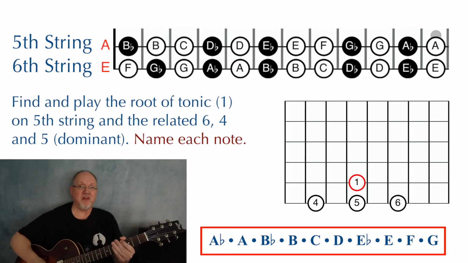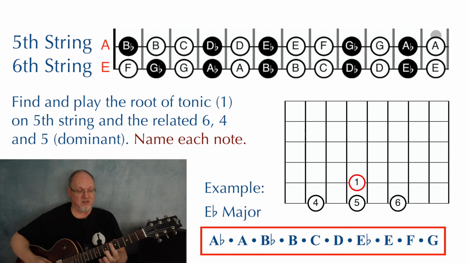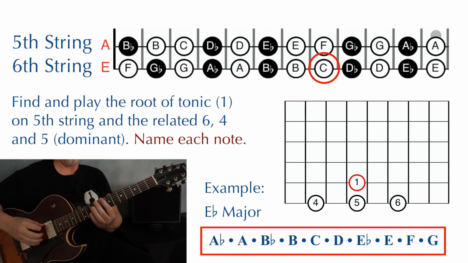And then do the same thing but with your tonic on the 5th string. Let's choose the key of E flat this time. You're going to find your 1-6-4-5-1 roots. Starting on the 5th string, we have 1, 6, 4, 5, and 1. And again, name your root notes. E flat, C, A flat, B flat, and E flat.